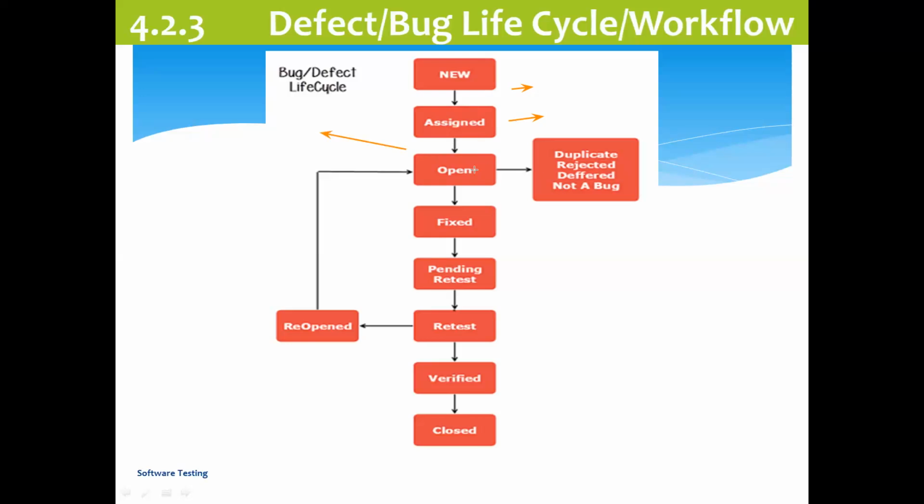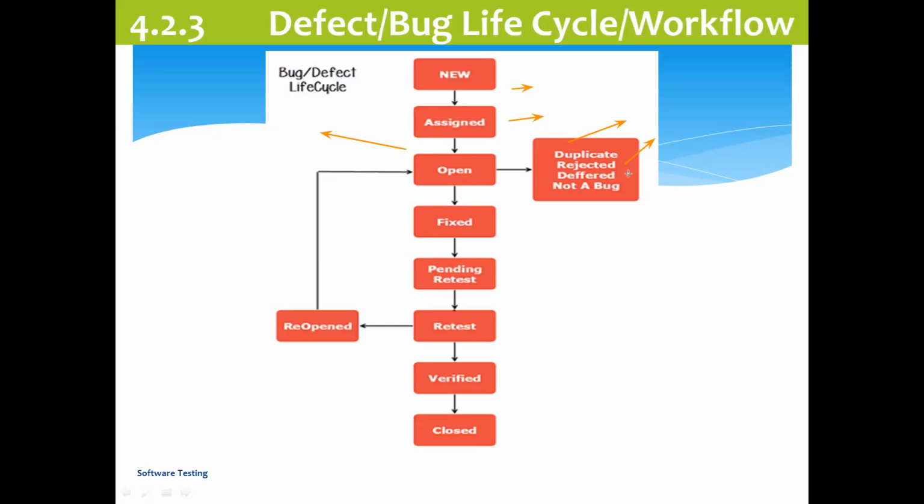After this open status, they will analyze whether it is a duplicate or not, and whether it is a valid bug or not. If duplicate, then they can change the status to duplicate. If not valid, they can mention it as rejected.